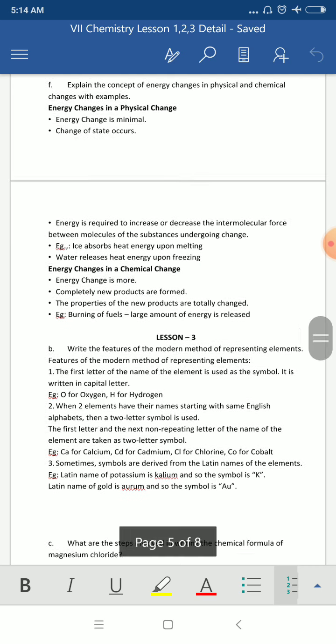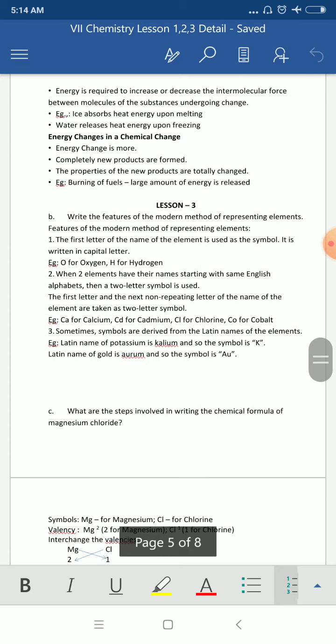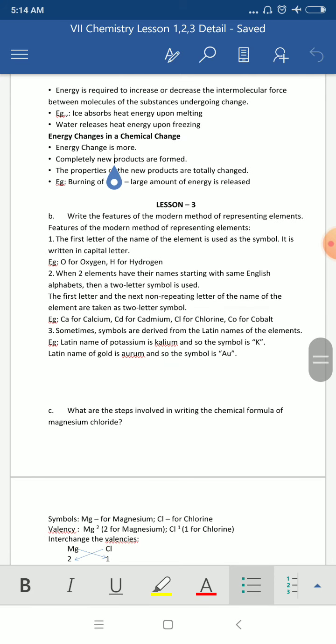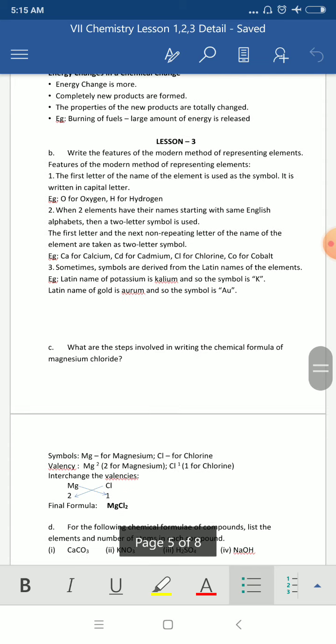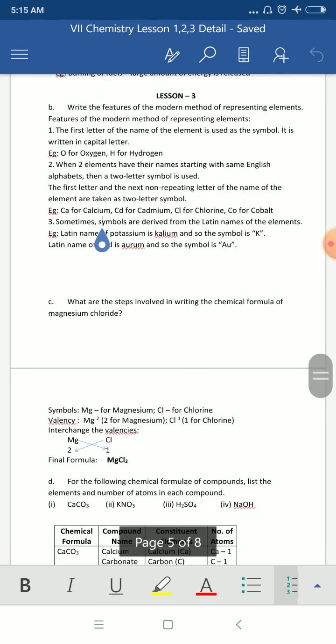Now coming to the energy changes in a chemical change. Energy change is more, totally new products are formed. The properties are totally changed. Example, burning of fuels. Now coming to lesson 3, we need not learn the first question. We are going to the second question directly. Okay, write the features of the modern method of representing elements.